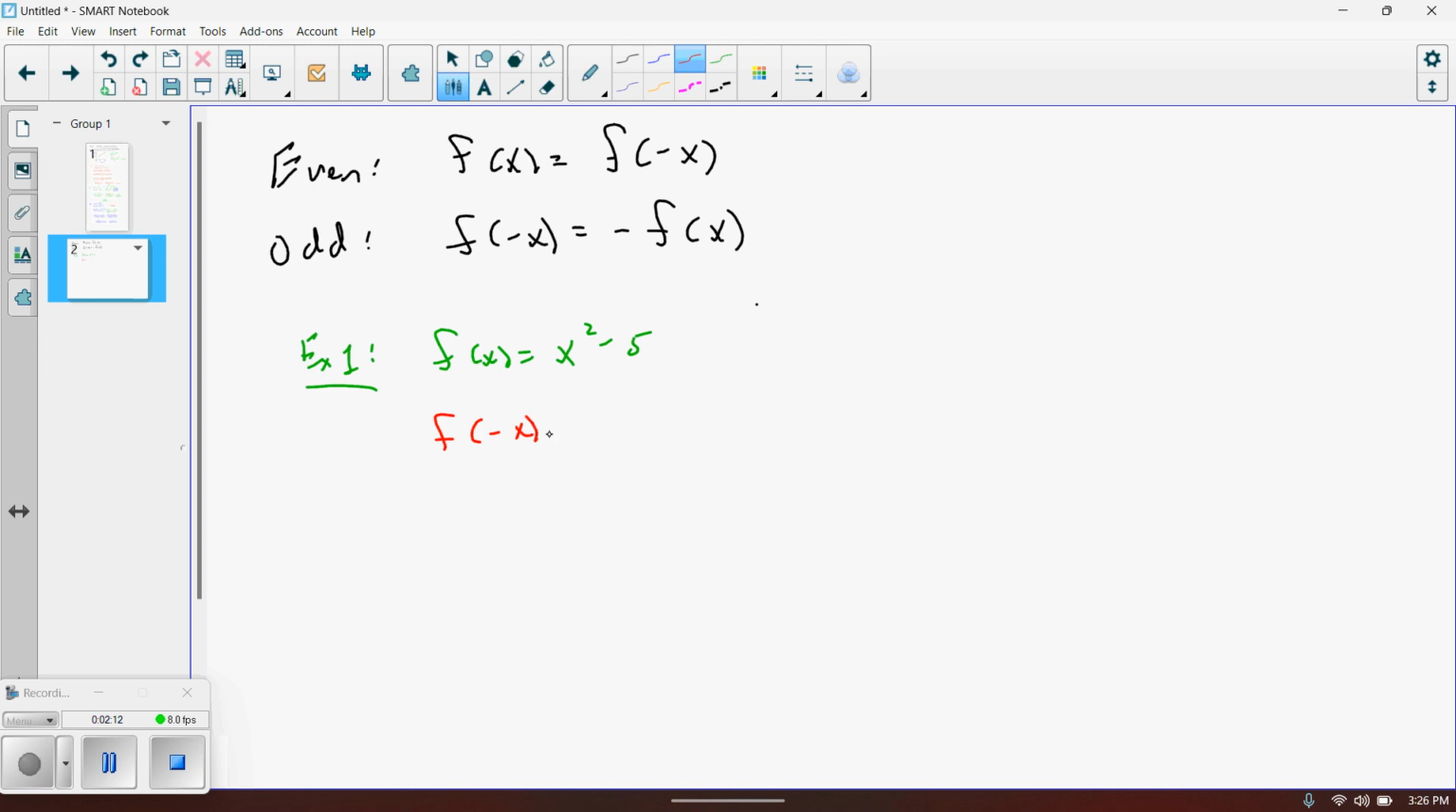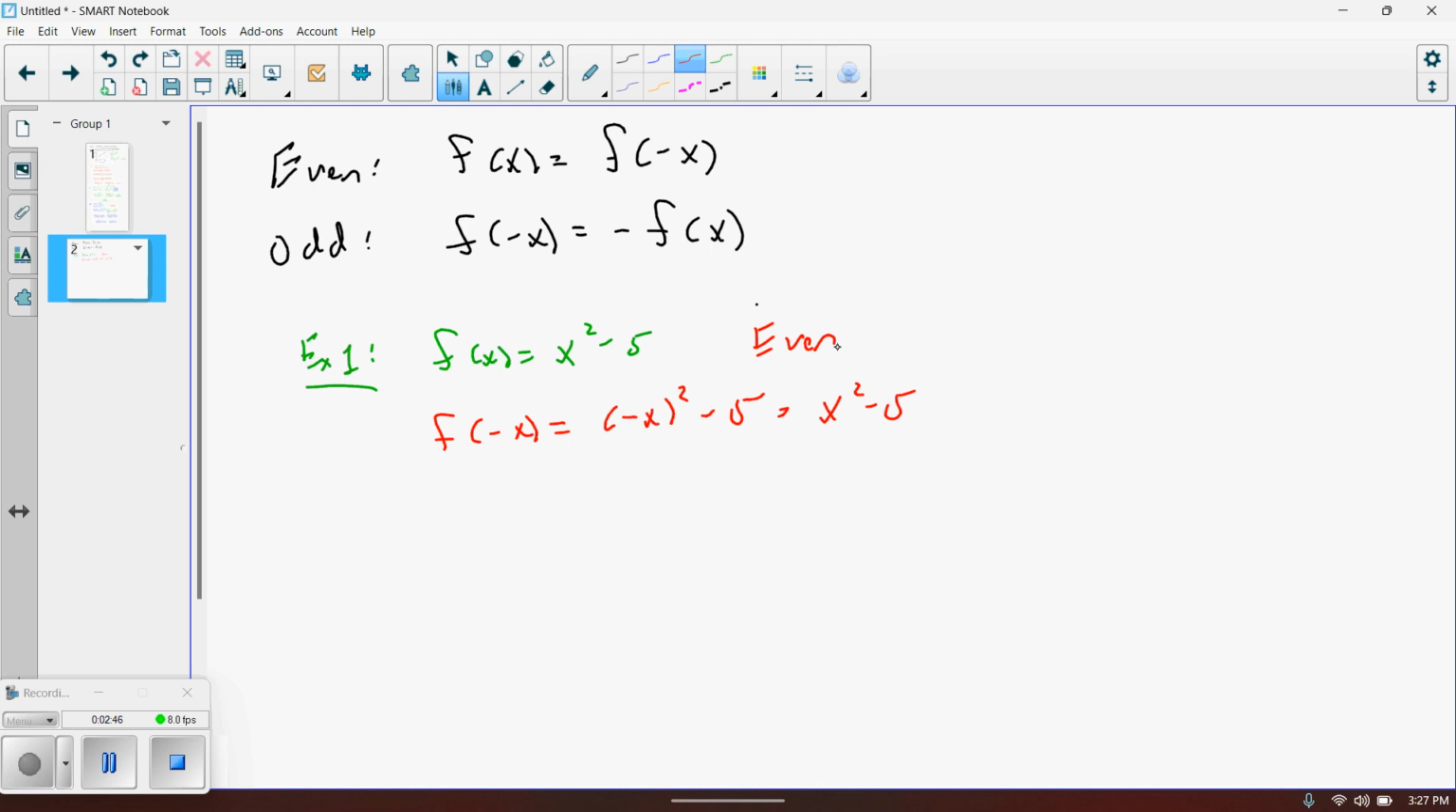we are going to substitute a negative x in for every x. So I'm going to place a negative x where the x was in the original function and then simplify. If I take negative x and I square it, I should get positive x squared. And the negative 5 didn't change. So what we have is that f of x does indeed equal f of negative x in this case. So this would be an even function.